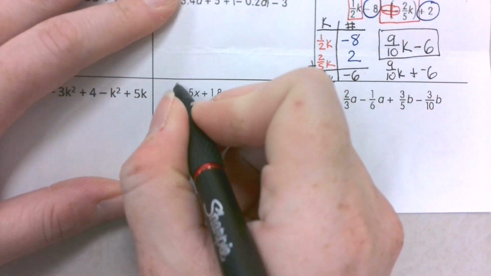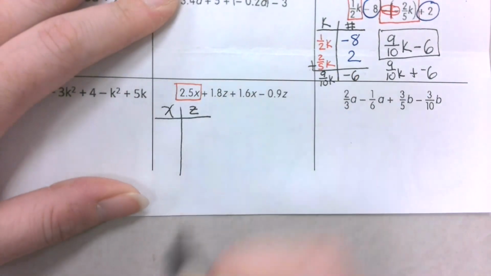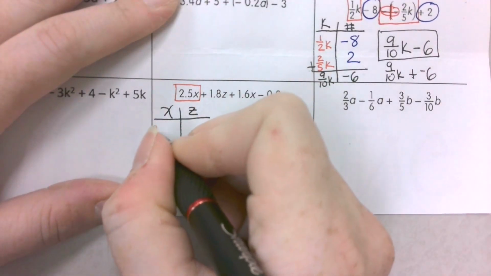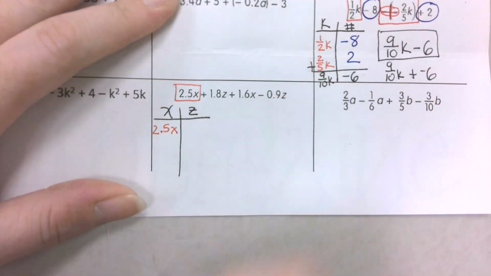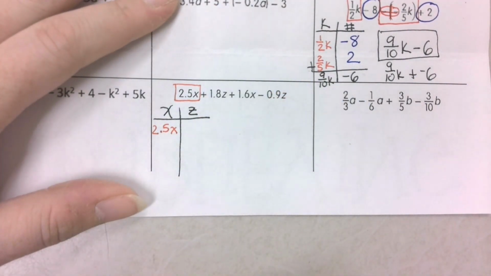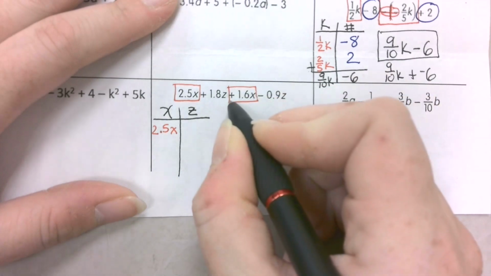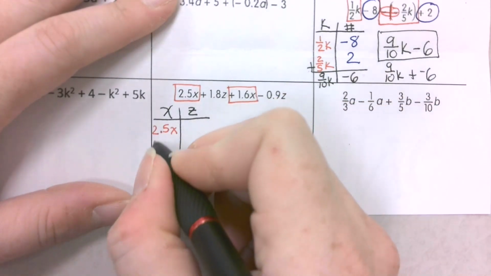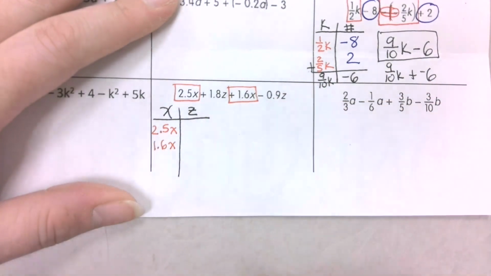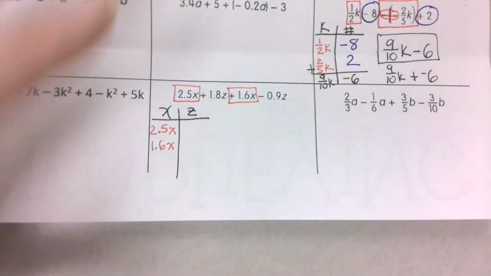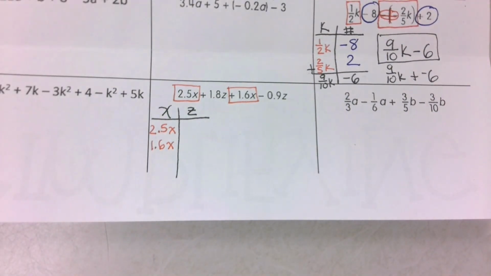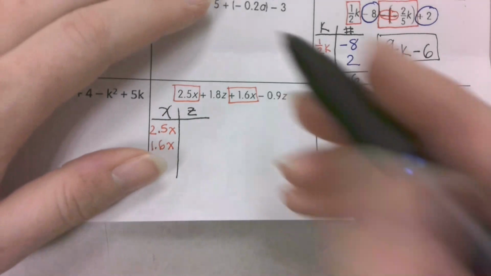I always start with the first one and I put a box and I use colors. And I say, okay, my first term is 2.5x. What is another like term? Hopefully you thought to yourself, this one. Notice again, I'm boxing the sign in front, so I know it's a positive 1.6x. Are there any other x's? Nope. Cool. Let's do the next one.